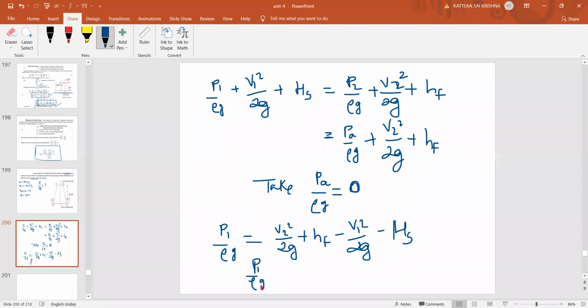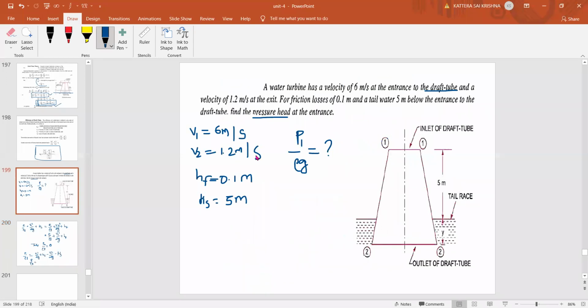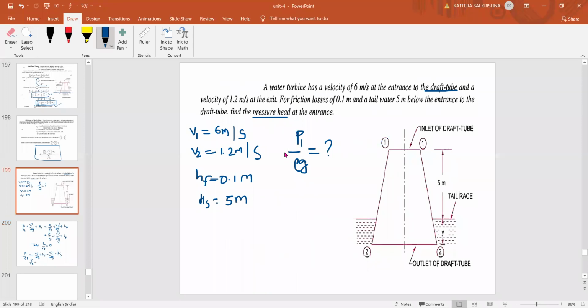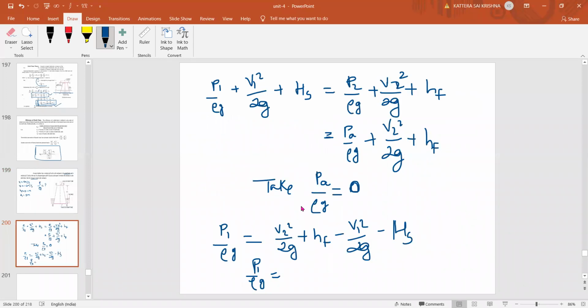So please check the answer. Substitute the values: V2 is given as 1.2 and V1 is 6 meters per second. If you substitute all the values, just tell me the value of P1 by rho g. No need to substitute any rho g here. Tell me the P1 by rho g value, because he's asking the pressure head only, the pressure head at the entrance.